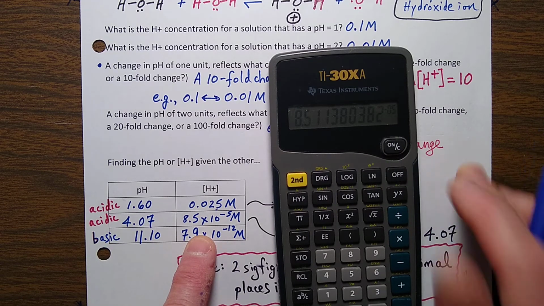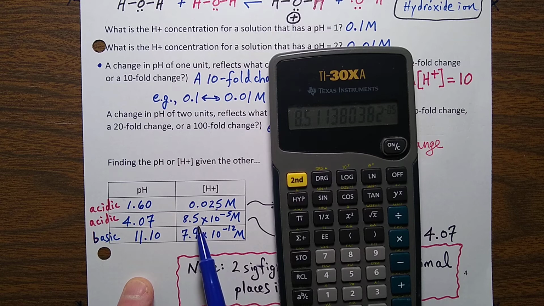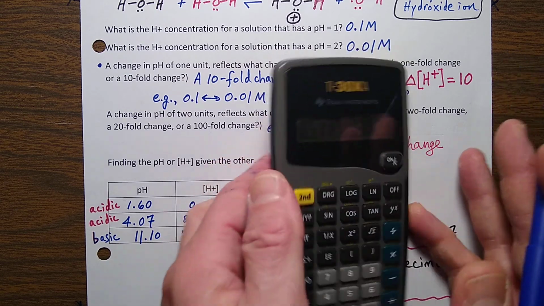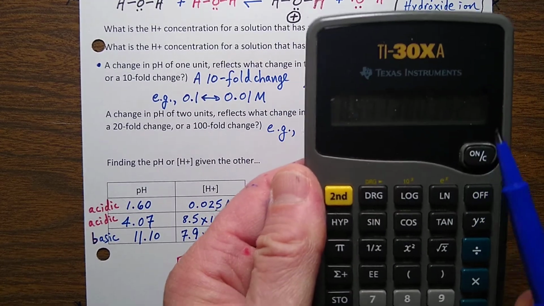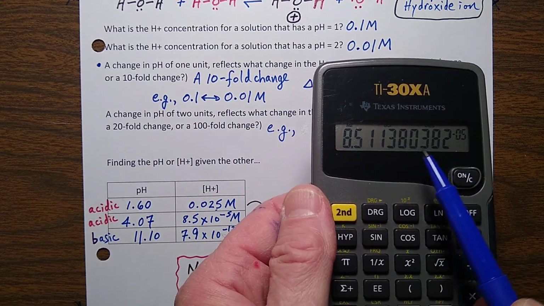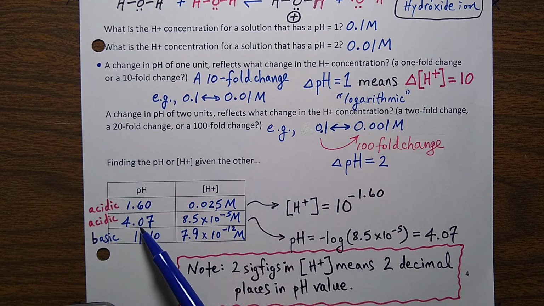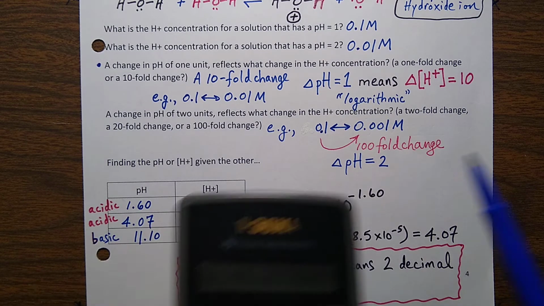And you can always check your work. Now again, I can't stress this enough. This number is written, I have to round it off to 8.5, throw out all those other digits here, because this number here only has 2 decimal places.